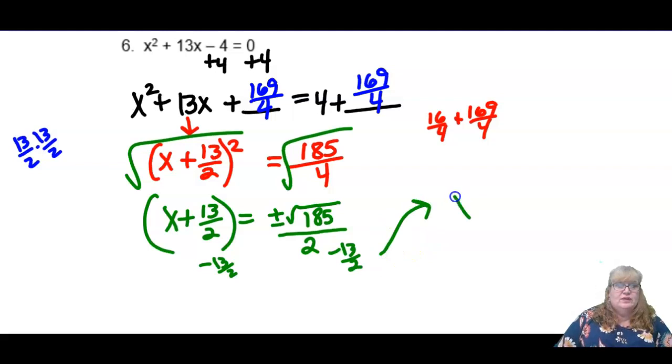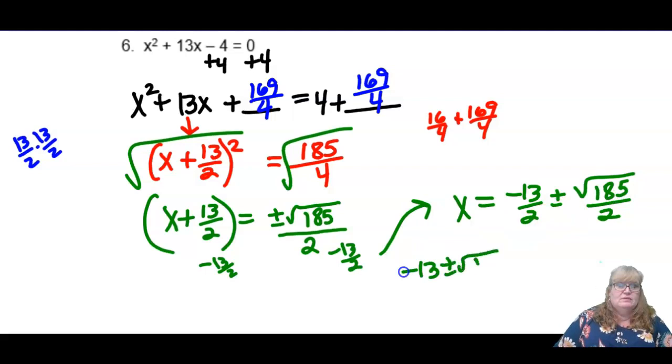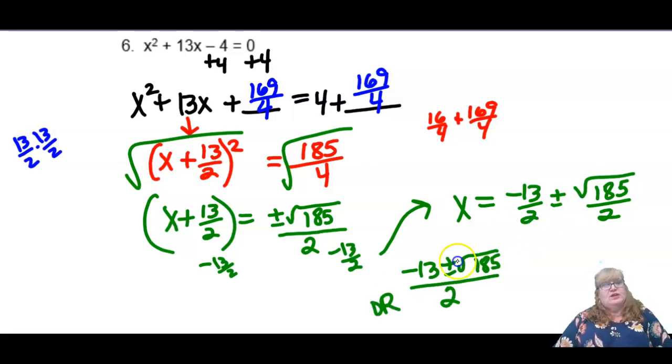So we end up with x equals negative 13 over 2 plus or minus the square root of 185 over 2, which could be combined into a single fraction. And I'm only going to mention that because it's very important when we get to the quadratic formula next week, that we understand writing this as a single fraction is the same as writing each piece over 2.